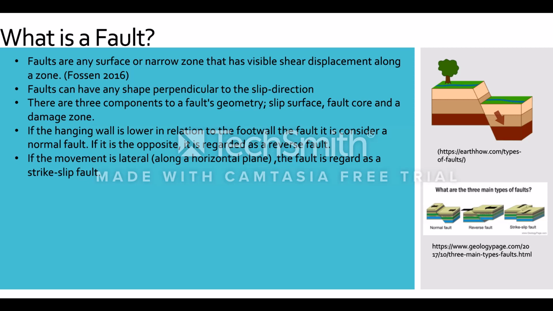A fault will be considered normal if the hanging wall has been displaced to a lower level than the footwall. If it is vice versa, it is considered a reverse fault. If the movement is lateral along a horizontal plane, the fault is regarded as a strike-slip fault.